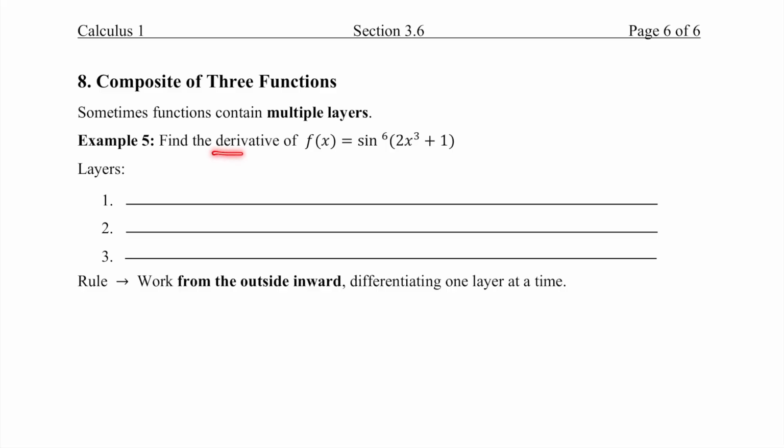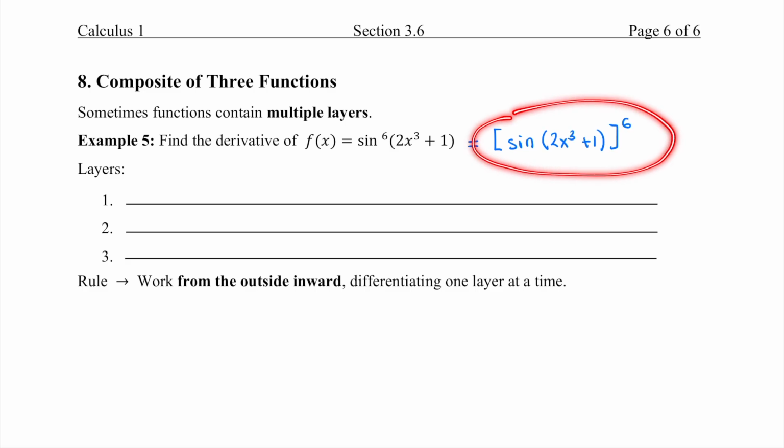We want to find the derivative of the function f of x equals sine to the sixth power of (2x to the third plus 1). Before we start differentiating, it helps to rewrite the function so that we can clearly see the layers. Remember, sine to the sixth of (2x to the third plus 1) means the same thing as sine of (2x to the third plus 1), the whole thing to the sixth power. This form makes it easier to see the structure of the composite function.